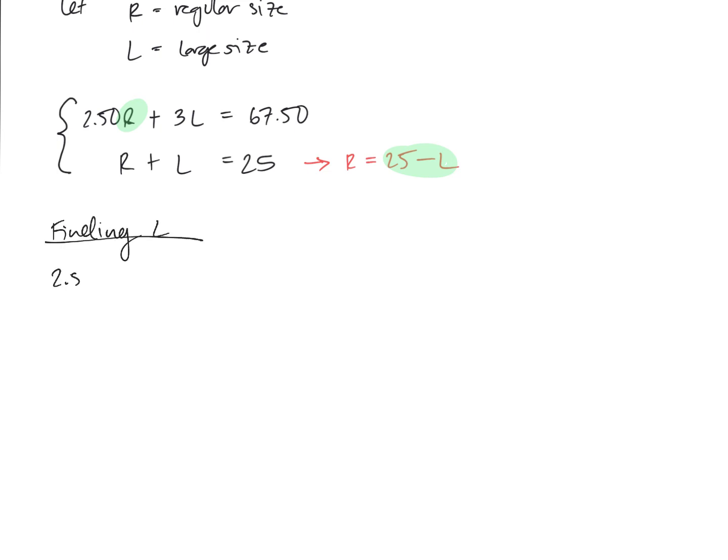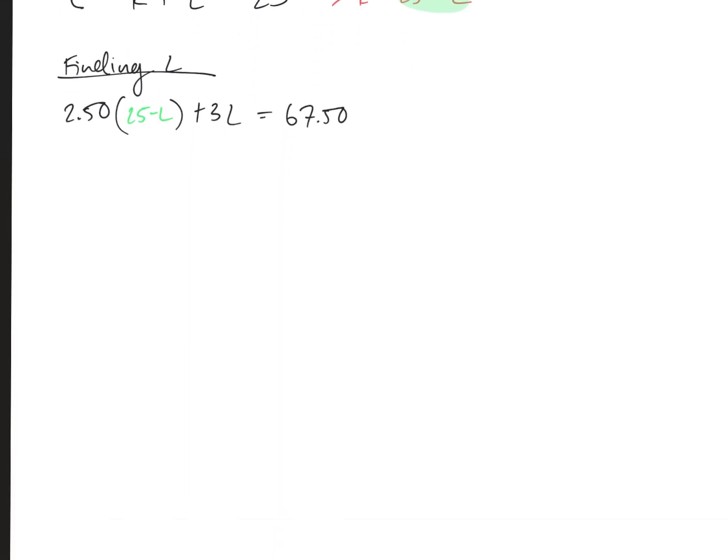So we get 2.50, and this time we're substituting that in. So 25 minus L plus 3L equals 67.50. How do you know if you did the substitution correctly? Well, if you have only one variable in your equation, notice we now only have L, so we've succeeded. All right, let's go ahead and distribute that 2.50 in. So 2.50 times 25 is 62.50. And then minus 2.50L. I'm just going to go ahead and drop the 0.